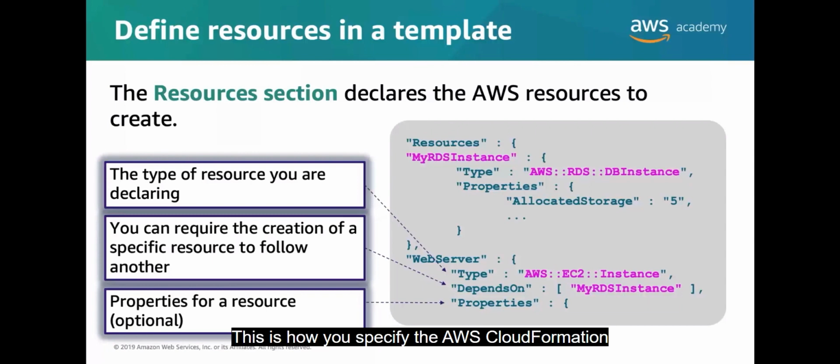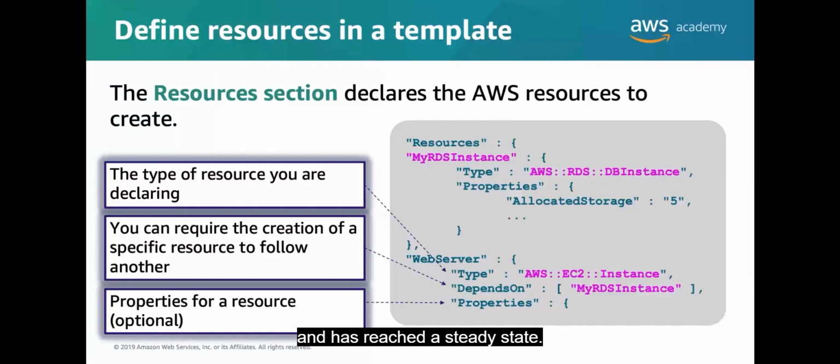This is how you specify that AWS CloudFormation should wait to launch a resource until a specific different resource has been created. In this case, the EC2 instance will not be created until the database has been created and has reached a steady state.